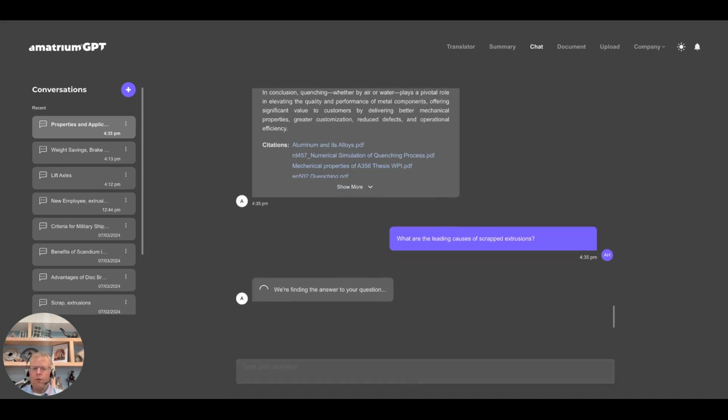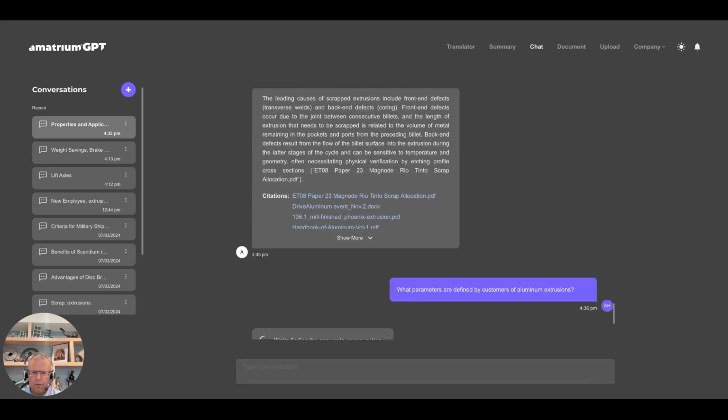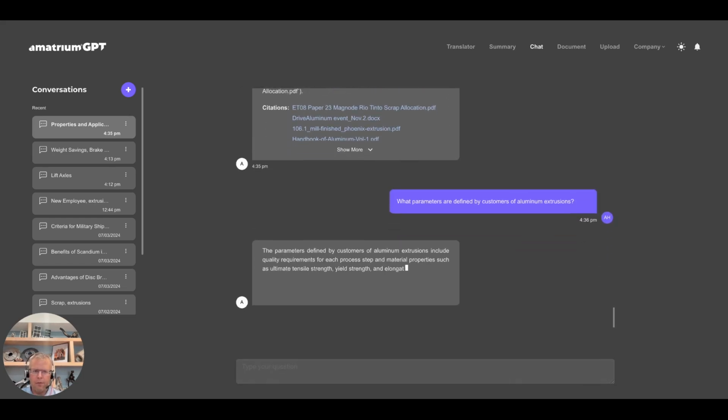So I'm going through a variety of questions. And as the engineering lead, you could generate these questions ahead of time. When the new employee comes on board, give them access to this tool and have them explore the process and these questions and understand more about the process. They can get around second base, from a baseball analogy perspective, in terms of really getting a better understanding of what their job is, what the product is, what the process is. They can do as much reading as they want from both the answer that comes out here as well as all the citations within the library. This question would be, what parameters are defined by customers of aluminum extrusions?